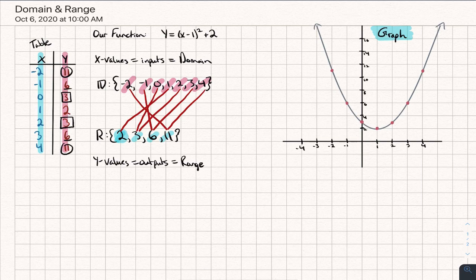And so if we take a look at the graph, we have a few different points listed out. We have the point -2, 11. We have the point -1, 6. We have the point 0, 3. We have the point 1, 2. We also have the point 2, 3. We have the point 3, 6, and the point 4, 11. Now, we have all of those points. Those are marked in like that mauve kind of color.